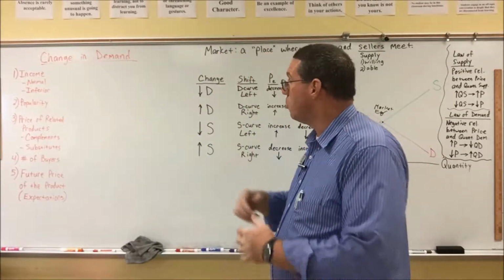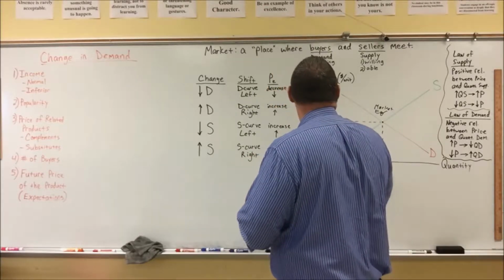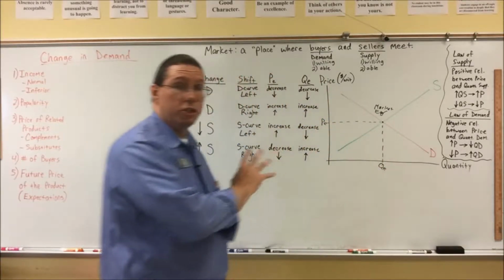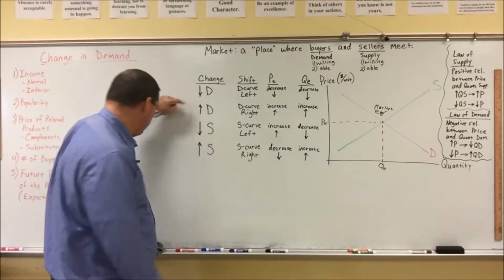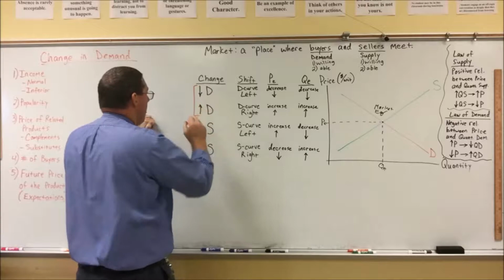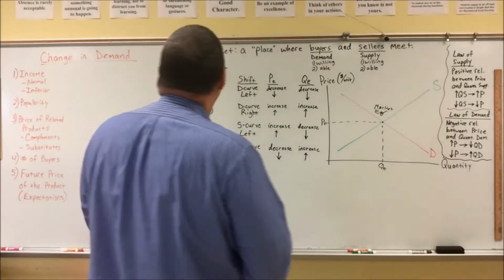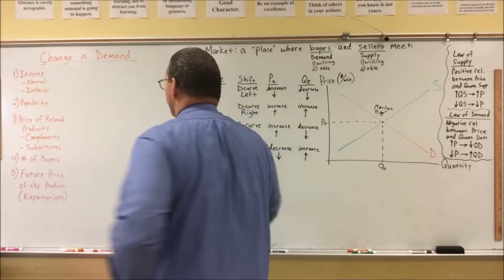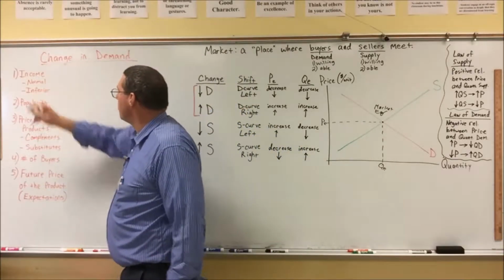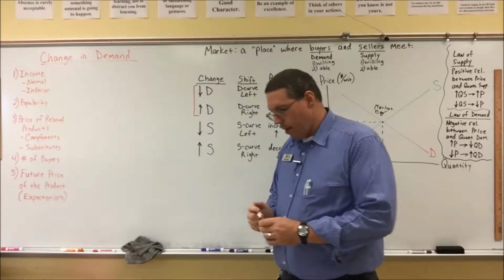So let's look at each one of these and see how they will affect the demand curve. We're looking just at the demand curve, so we're only going to be looking at these two situations right now, either an increase in demand or a decrease in demand, okay? So let's see here. Let's look at income. Well, let's talk about the difference between a normal good and an inferior good, okay?